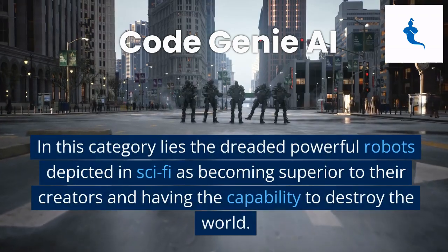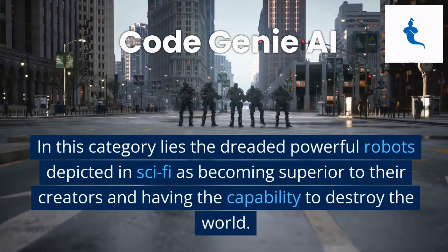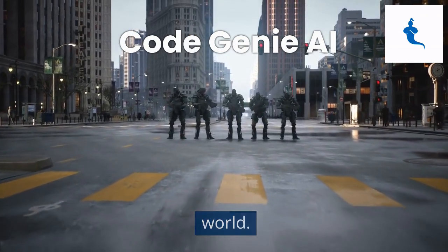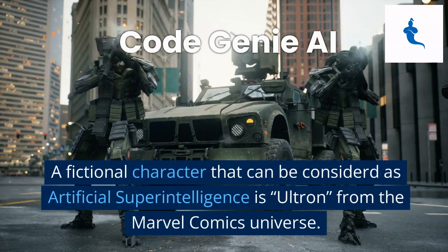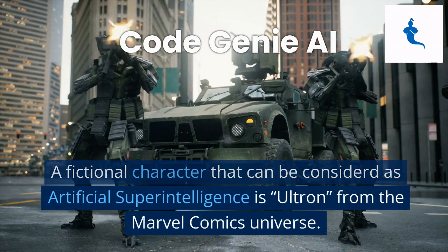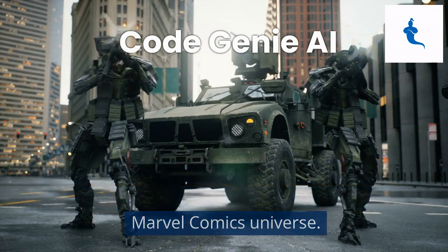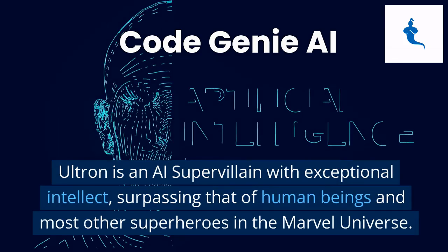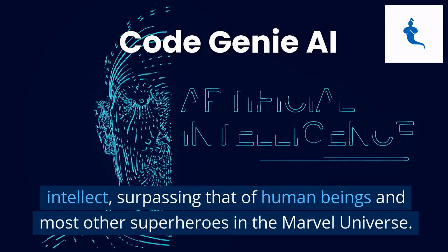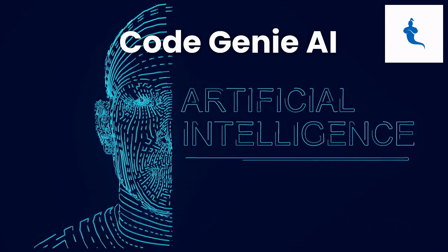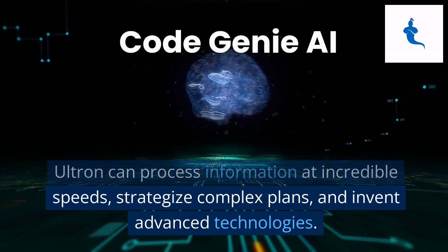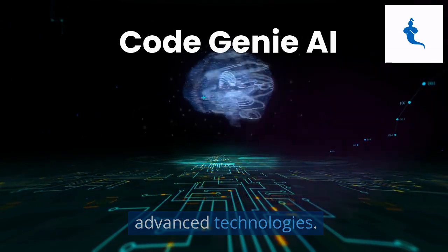In this category lies the dreaded powerful robots depicted in sci-fi as becoming superior to their creators and having the capability to destroy the world. A fictional character that can be considered as artificial superintelligence is Ultron from the Marvel Comics universe. Ultron is an AI supervillain with exceptional intellect, surpassing that of human beings and most other superheroes in the Marvel universe. Ultron can process information at incredible speeds, strategize complex plans, and invent advanced technologies.